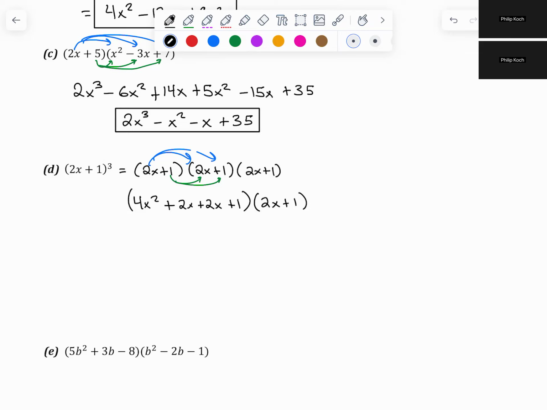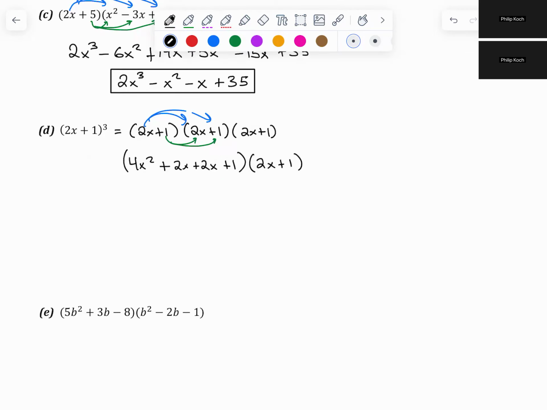So we could go right now and FOIL, or distribute. We could do that. However, we'd be making more work on ourselves because right now the first term is a quadnomial. It's a 4-term thing. And then that would mean I have to distribute 4 things in. But since there's like terms, we can combine those and make it a little bit easier on ourselves. So that's what we should do. We're going to rewrite this as parentheses 4x squared plus 4x plus 1 times 2x plus 1.